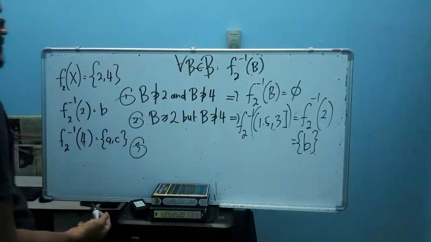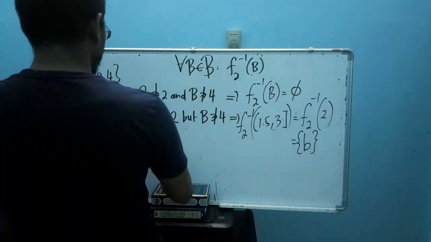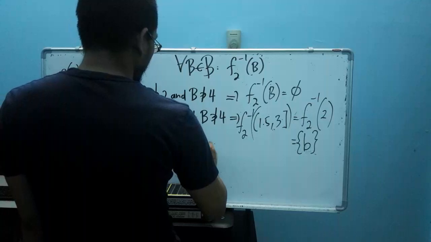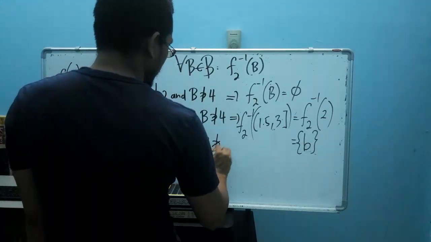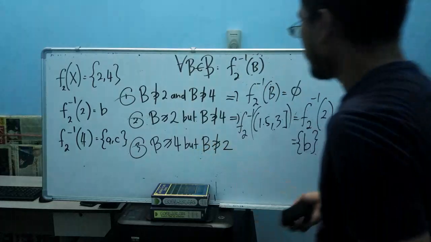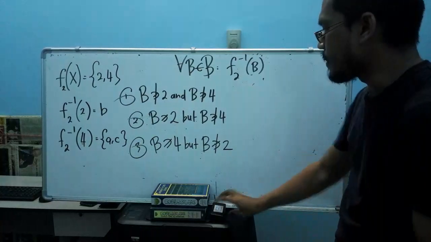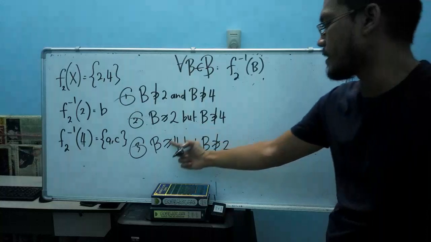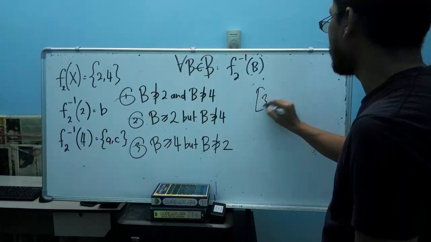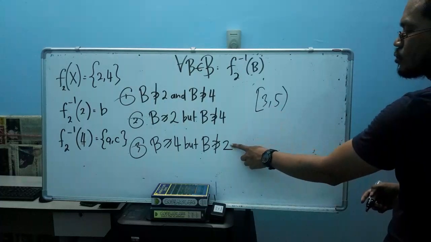In the second case I considered a Borel set containing 2 but not containing 4. Now for number 3, I will consider a Borel set that contains 4 but doesn't contain 2. Which interval has this condition, meaning that you have 4 but don't have 2? For example, if I consider 3, 5, of course this interval doesn't contain 2 but contains 4.